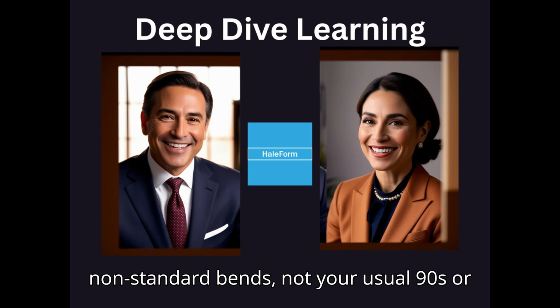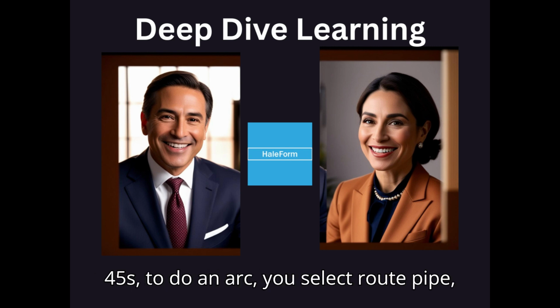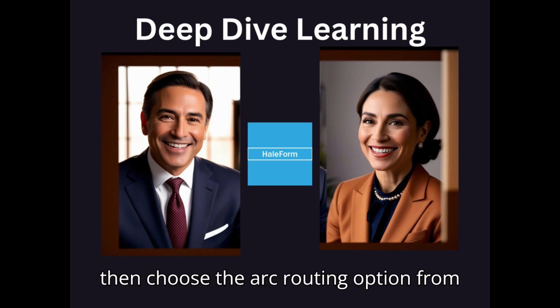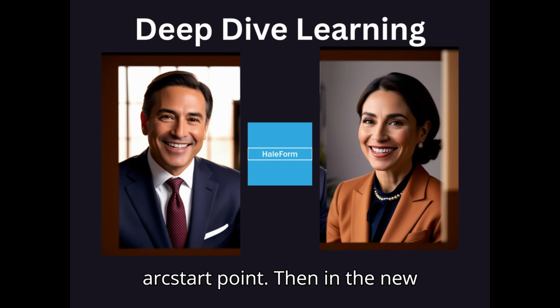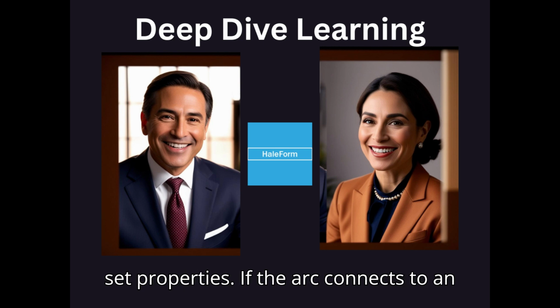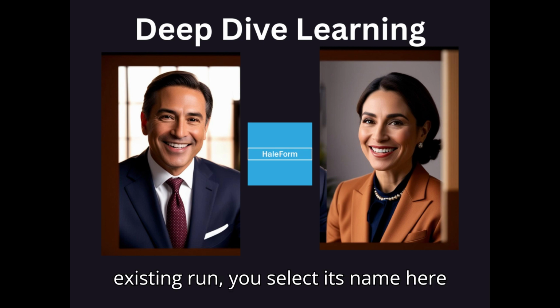Yeah, for those non-standard bends, not your usual 90s or 45s, to do an arc, you select root pipe, then choose the arc routing option from one of the toolbars, usually. Pick your arc start point. Then, in the new pipe run dialog, same as before, name it, set properties. If the arc connects to an existing run, you select its name here too.